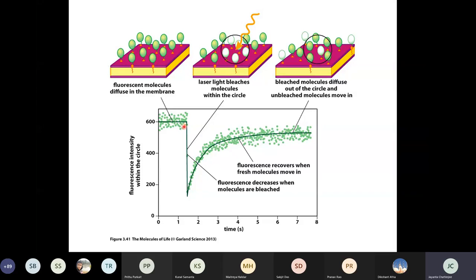Since you destroy the fluorescence, and your objective is focused only at this point, you're not moving your focus. Once you shine the laser, the fluorescent intensity immediately drops. And since you're continuously monitoring the fluorescence at this specific point of focus, you see that gradually the fluorescence regains. This kind of experiment is called fluorescence recovery after photobleaching, the FRAP experiment.